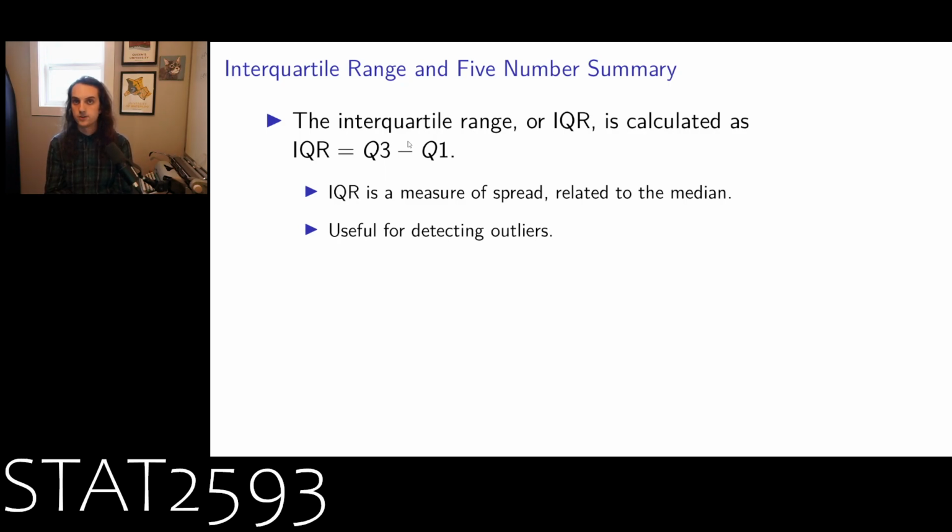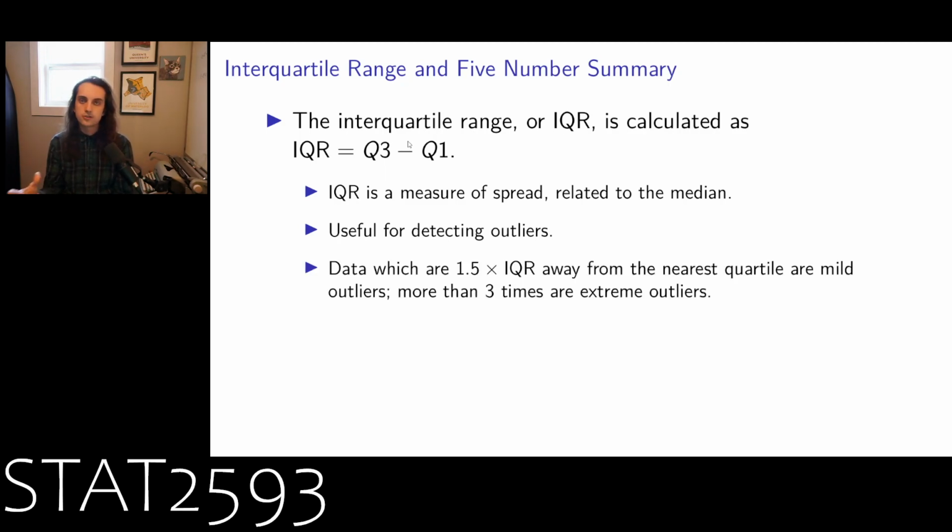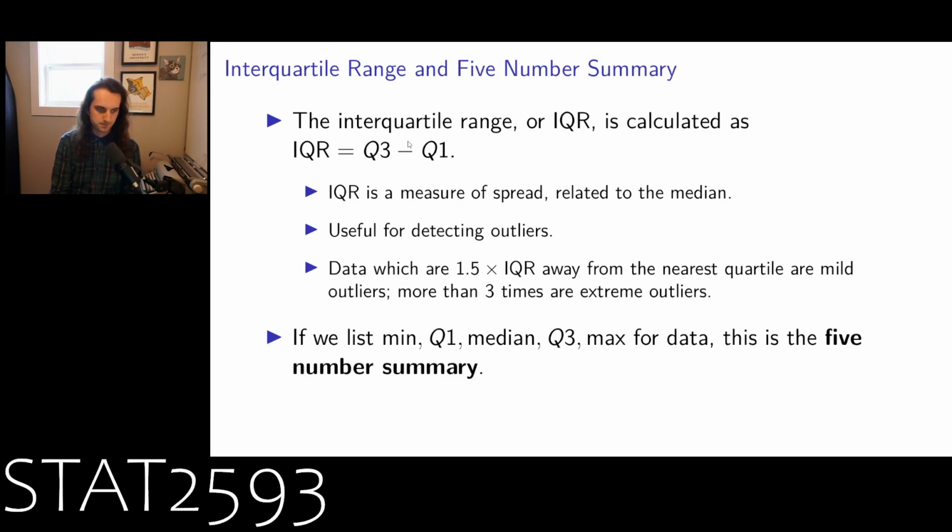The IQR can be useful for detecting outliers, and there's generally this rule of thumb, which is that if you're 1.5 times your IQR away from your nearest quartile, so if you're 1.5 times the IQR above Q3 or below Q1, then you'd think of them as being mild outliers. And if you're 3 times away, then they're extreme outliers. But again, I'll point you to the previous discussion we've had around outliers, which is to say outliers are useful to detect, but we probably don't want to remove them from our data.